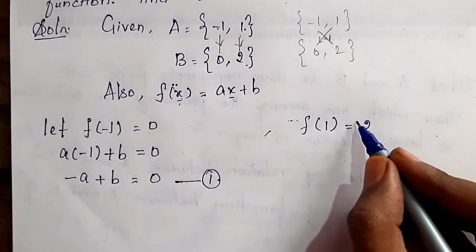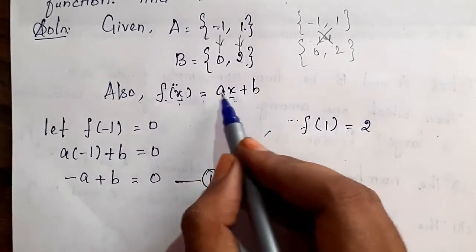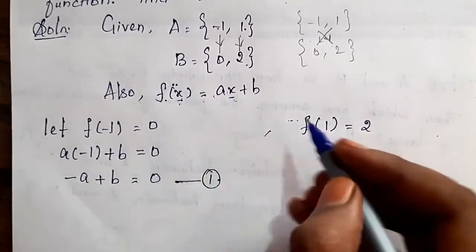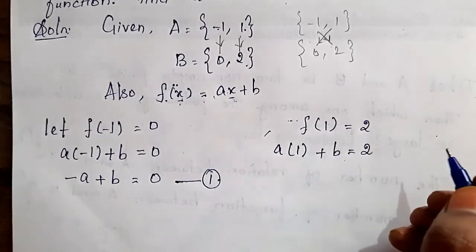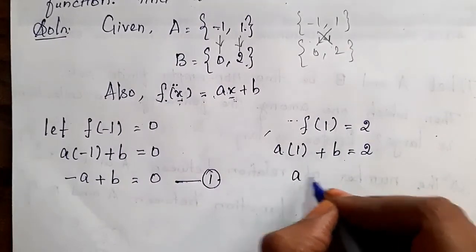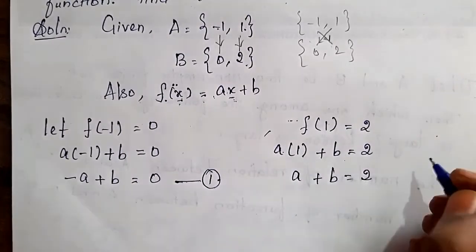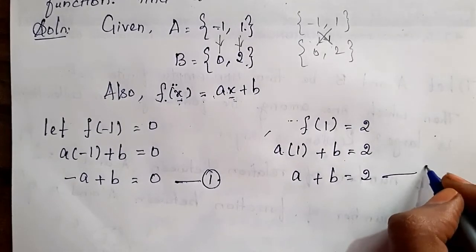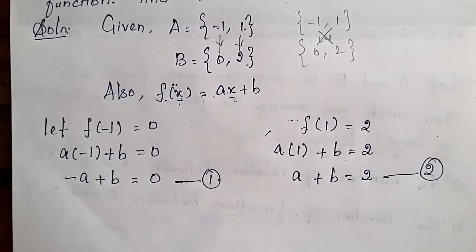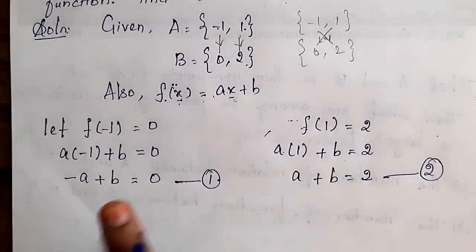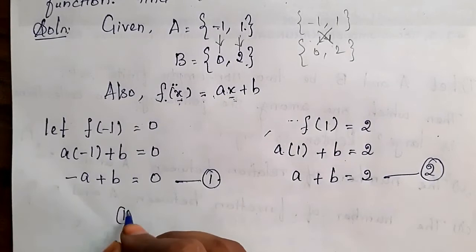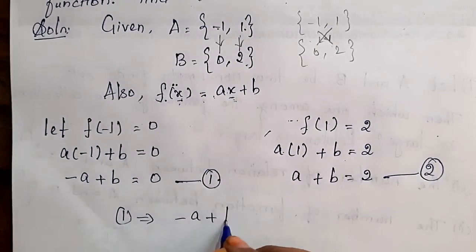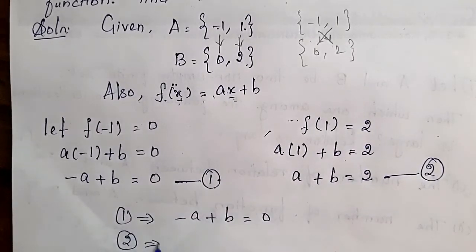The same thing we are going to do here. So f(x) equal to this one. What is f(1)? a into 1 plus b equal to 2. a into 1 is a, so a + b = 2. Take this as equation number 2. Now we can add equation number 1 and 2. So we are going to solve it. Equation 1 implies -a + b = 0. Equation 2 implies a + b = 2.